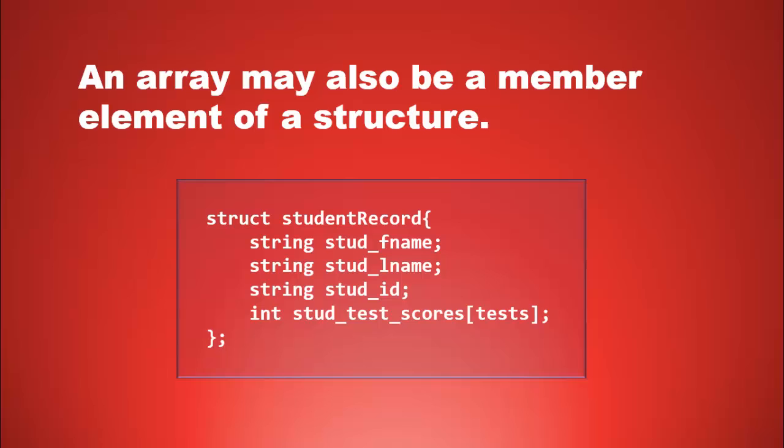We can also do something interesting in adding an array as a member element of a structure. As you see in this example, we have added an array that contains all of the student test scores. So now I don't have to have a parallel array that just contains test scores. I can add that array into each of the structures: student first name, last name, ID, and then an array of, let's say, 10 tests contains the score that each particular student has scored on those tests.